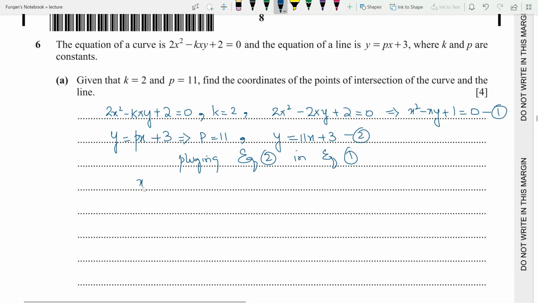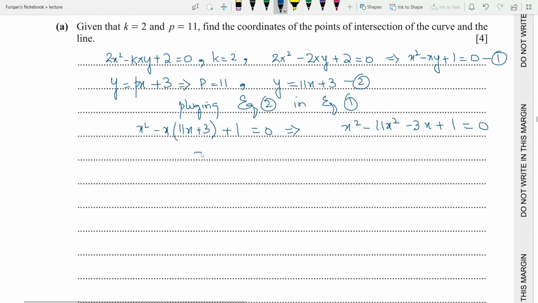So this becomes x² − x(11x + 3) + 1 = 0, which equals x² − 11x² − 3x + 1 = 0. Further solving, we have −10x² − 3x + 1 = 0, which equals 10x² + 3x − 1 = 0. So this is a quadratic equation. We can solve this quadratic equation by the quadratic formula or by factorization.